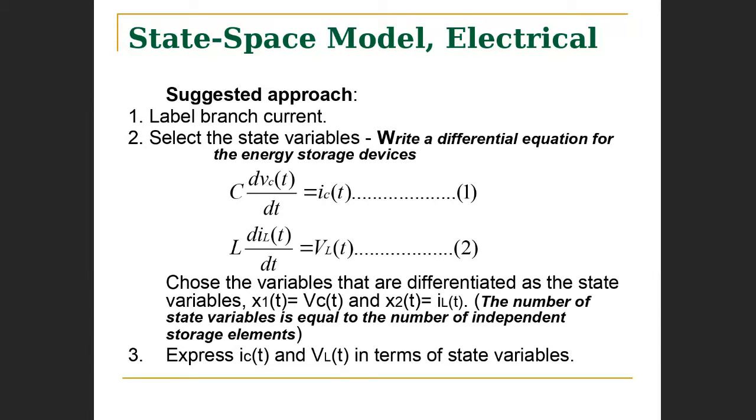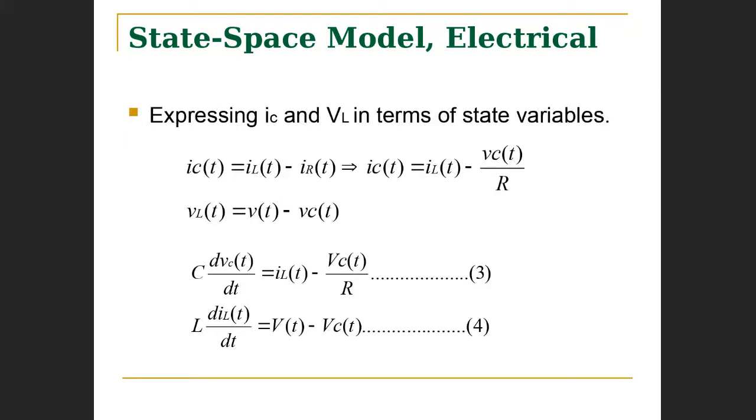We're now at the third step. The third step says express IC of t and VL of t in terms of state variables. All right, so let me bring you over, and this is where I would need some space to write.